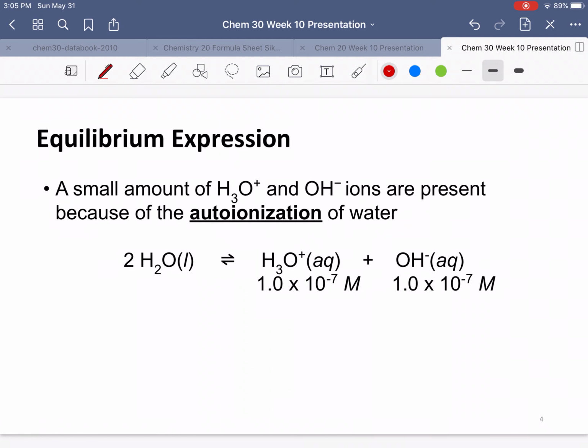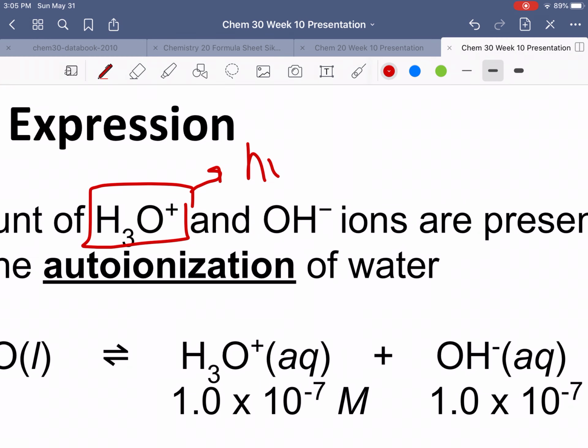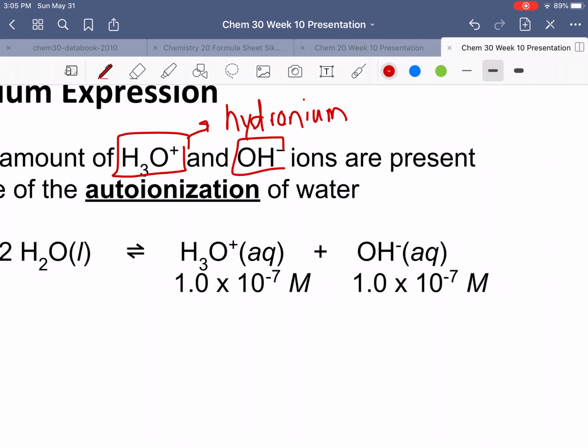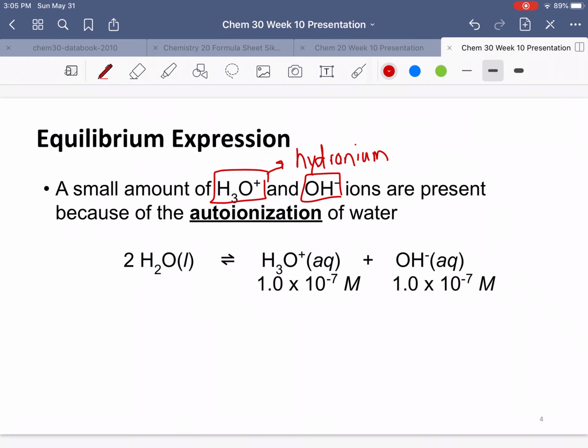Now, here's the deal. Ultimately, a small amount, and you haven't seen this in a while, H3O+ stands for hydronium, just in case you need the reminder, right? Hydronium, there we go. And hydroxide, that one's familiar, of course, are present because of what we call the auto-ionization of water. Now, the word auto means it happens without making it happen. It's automatic. And the word ionization literally means where ions form where they were not before.